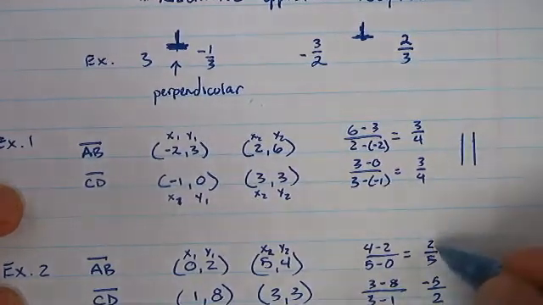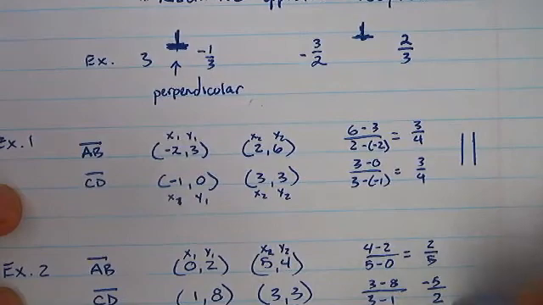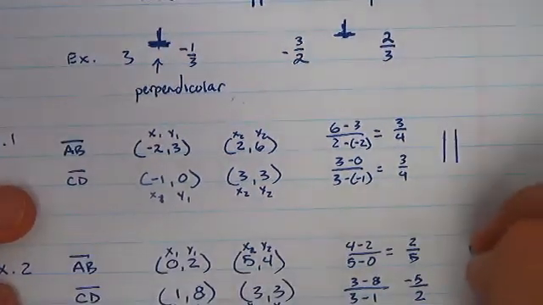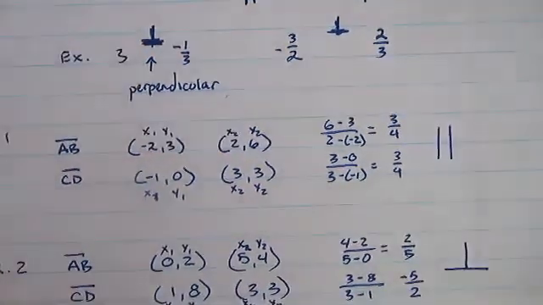Notice we have not only a flipped over version, so we have a reciprocal. We also have the opposite sign on each one. So we have an opposite reciprocal relationship. So we can call that one perpendicular.